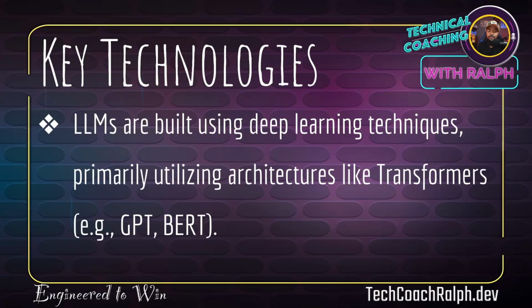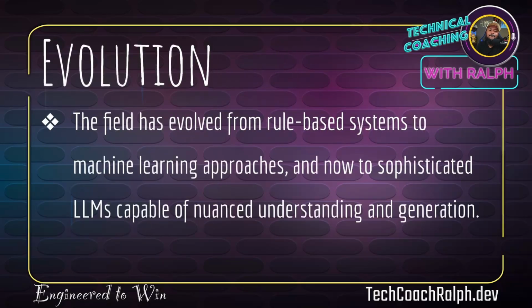Key technologies for large language models: they're built using deep learning techniques, primarily using architectures like transformers. The examples, like I said, BARD, GPT, etc. The evolution of large language models: the field has evolved from rule-based systems to machine learning approaches and now to sophisticated LLMs capable of nuanced understanding and generation.